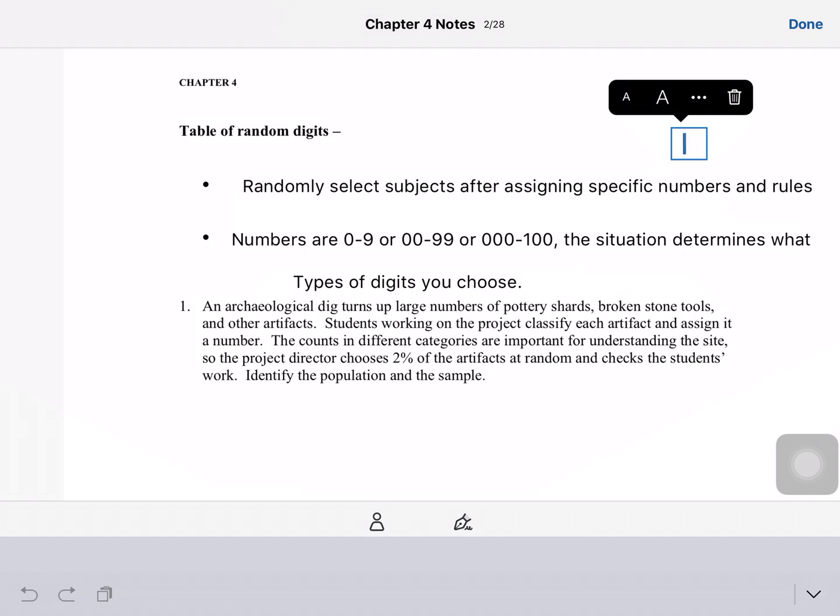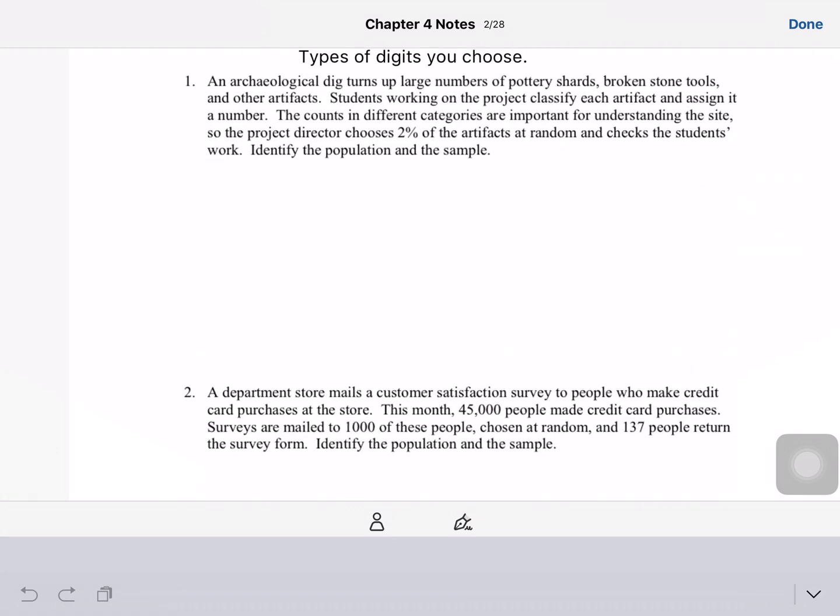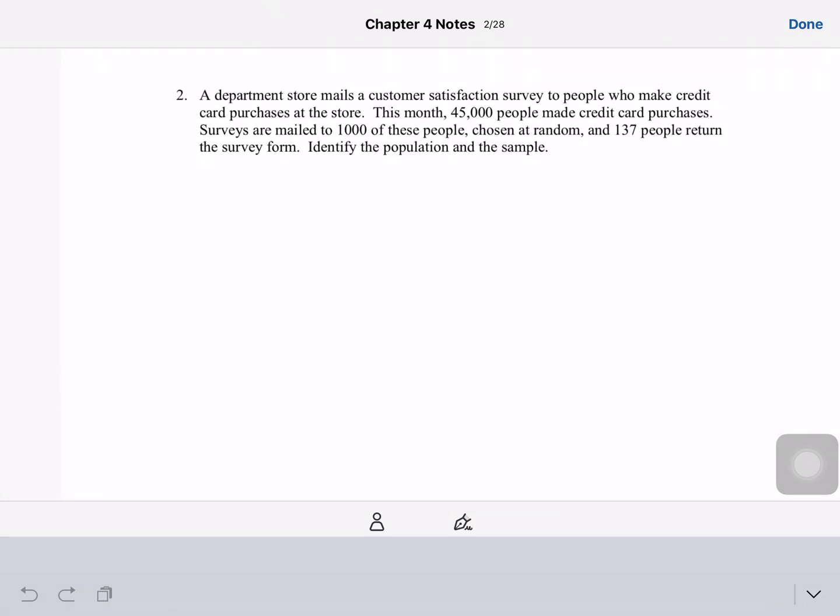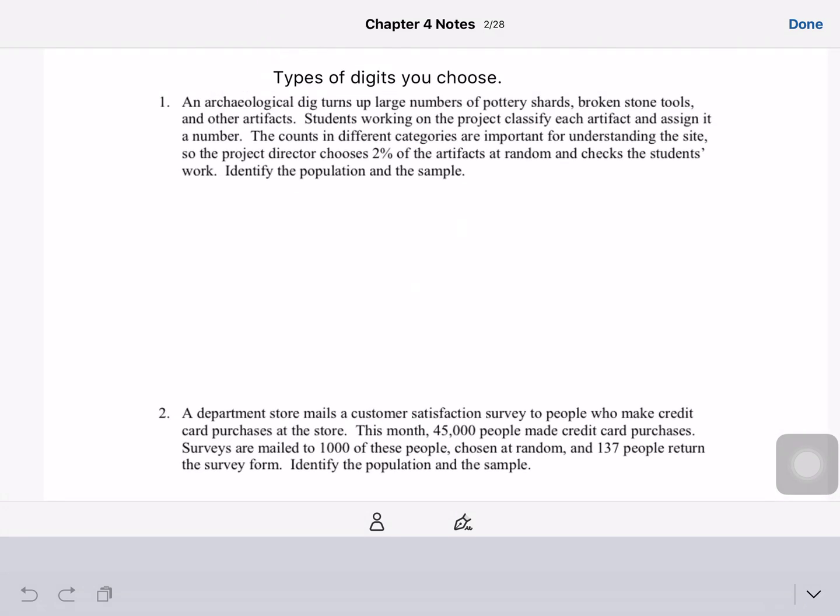So we would have to look at the bigger picture and say, what is it that we want to know something about for the population? And then what did we actually select as a sample to record the data so that we would have some information to maybe make an inference about the population as a total? So we're going to get into those as we move forward tomorrow, and identifying those populations and samples.